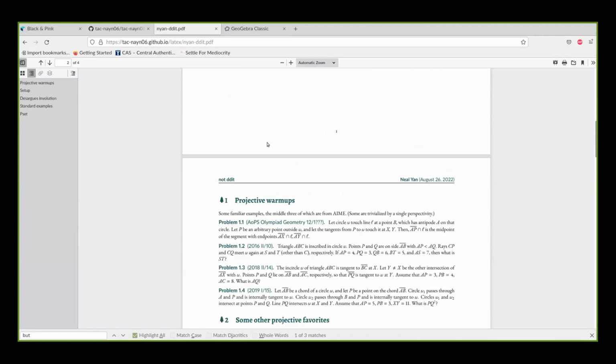I think some of the projected solutions to the AIME warm-ups were discovered by Eric Shen, but I discovered them independently, so he sort of anticipated them, I guess. So I guess I'll do 1.1 simply because I'm salty about not solving it during the actual class.